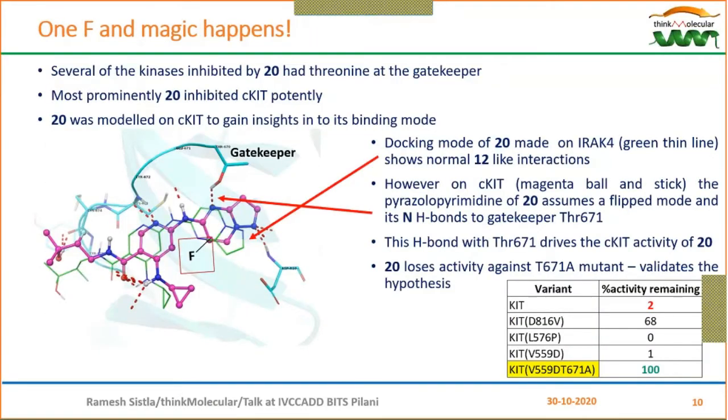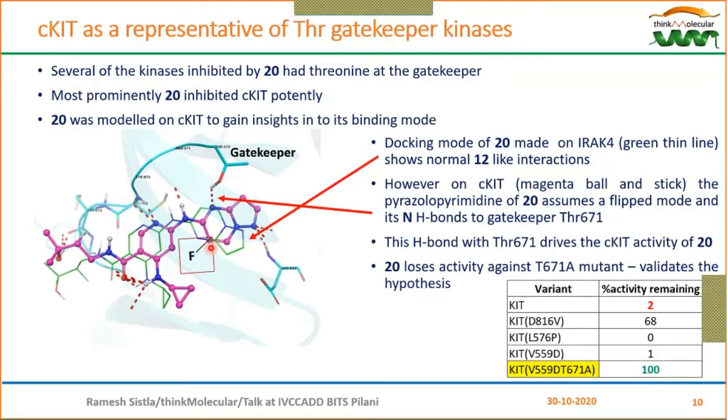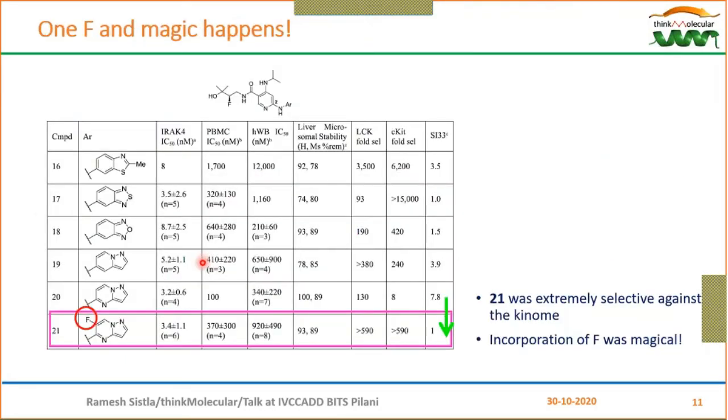Okay, now what happened? So, in the course of that, our chemists came up with a compound where they had a chlorine substitution in this particular position. And the rest of the story has to do with what happened with the chlorine substitution. So, let's come back to the SAR. Between 20 and 21, so when you had a chlorine here and there is no chlorine here, this is from 7.8.